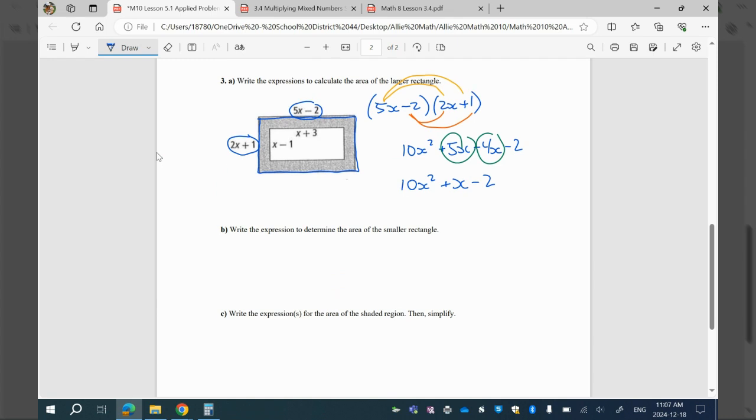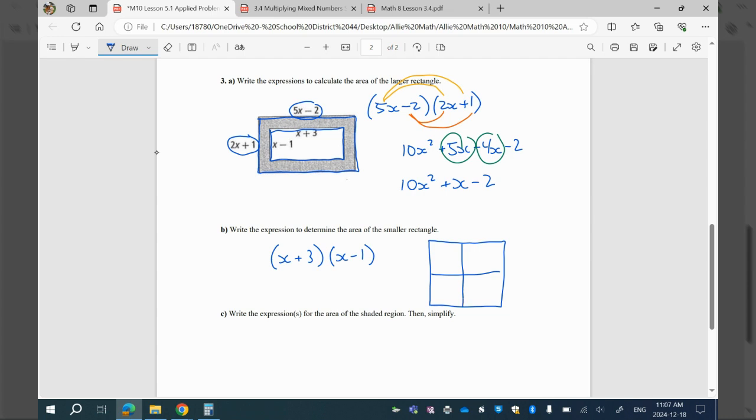For B, write the expression to determine the area of the smaller rectangle. So our inner rectangle right there looks like we have an x plus 3 times an x subtract 1. And again, let's FOIL, or maybe let's do the box for this one. Why not?